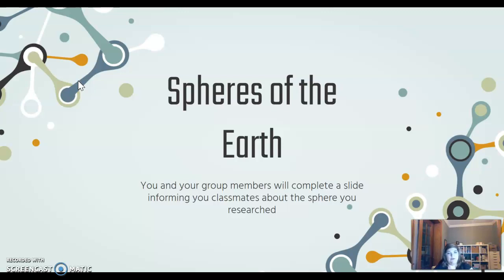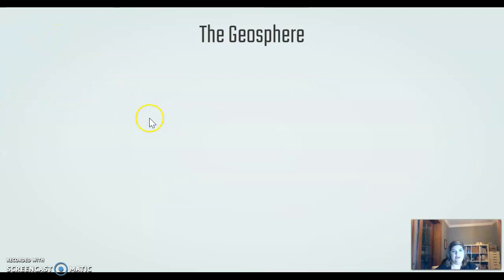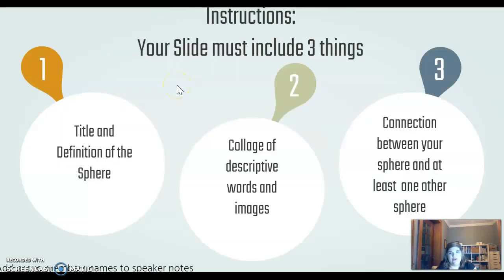Alright, so a little bit of information on the project. You and your group members are going to complete a slide for a sphere that you are assigned to. So the first couple of slides, the geosphere, the atmosphere, the hydrosphere, and the biosphere, these are blank because these are the slides that you and your group members are going to create your presentation on. There are three parts to this project. You need to have a title and a definition of the sphere. It does not have to be a lengthy definition, but it should be complete and give your audience a good idea of what the sphere is.